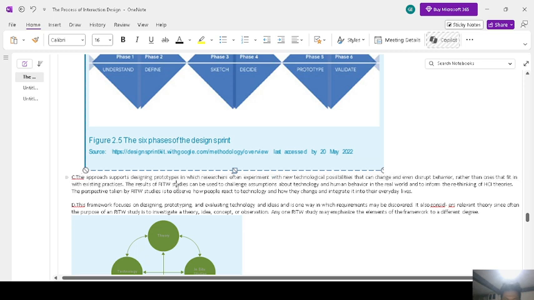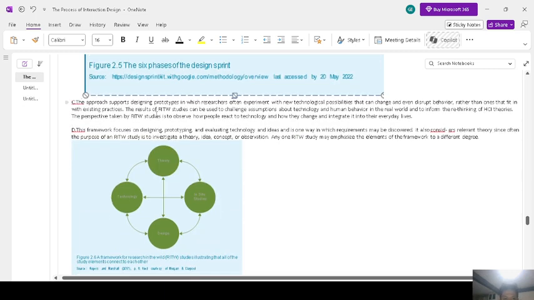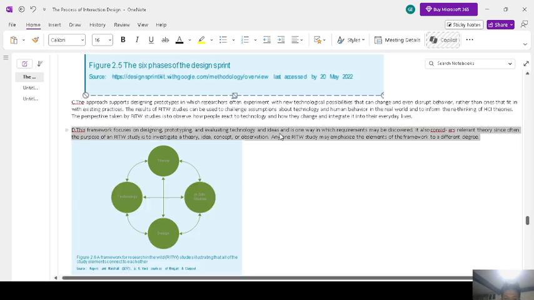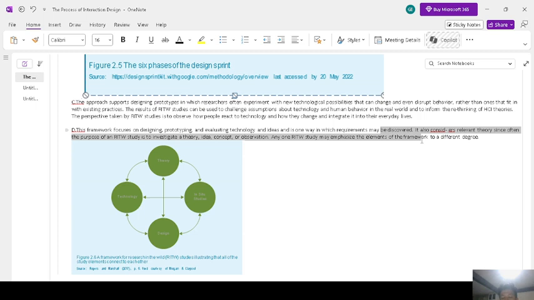So this approach is designing and then experimenting with possibilities that disrupt the behavior. So instead of aligning with the expected behavior, you try and see how the behavior of the user responds to the new framework. So this framework focuses on design, prototyping and evaluating technology and ideas, and is one way in which requirements may be discovered.